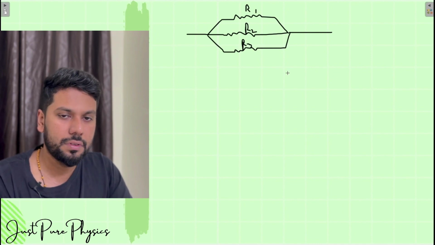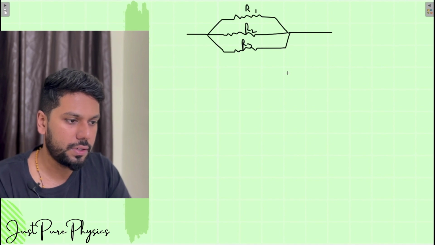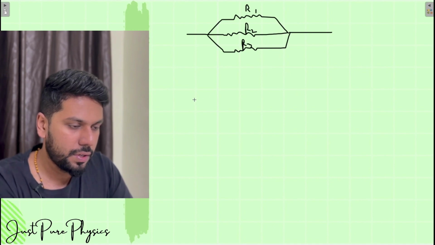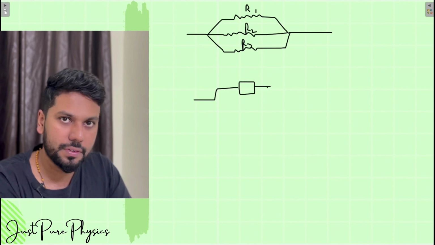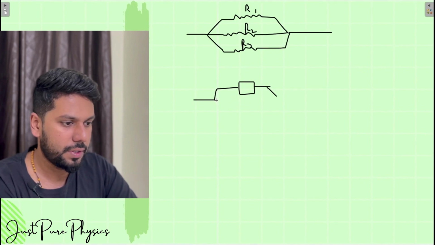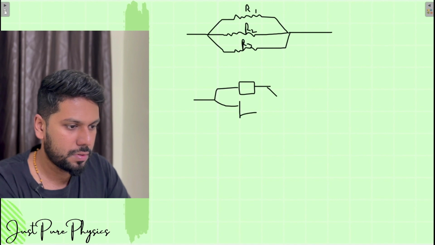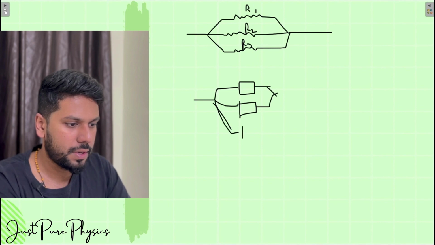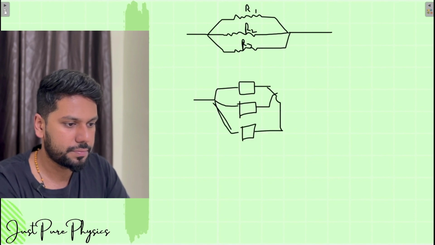Don't have any confusion. You should know that this is how it looks in the different representations of the international curriculum. I will draw a little more. So I have drawn these resistors R1, R2, and R3.